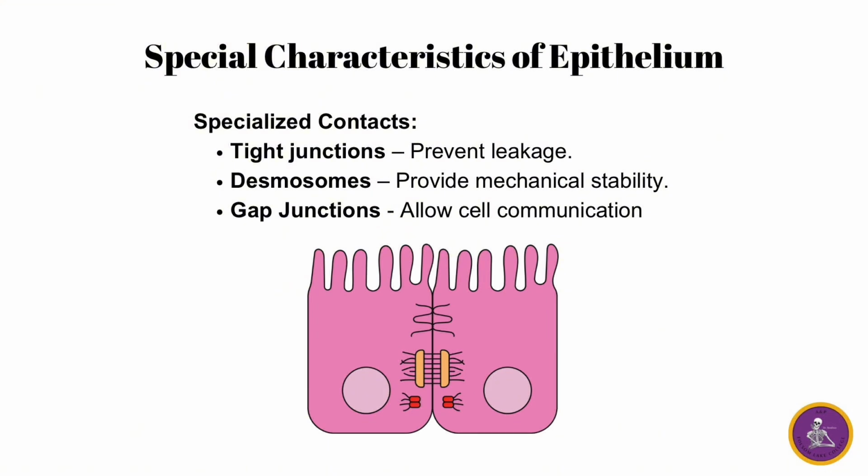Unlike tight junctions, which block passage, gap junctions promote internal communication, helping epithelial cells function as a coordinated unit rather than as isolated individuals. Together, these junctions maintain tissue integrity and support the specialized roles of epithelial cells.